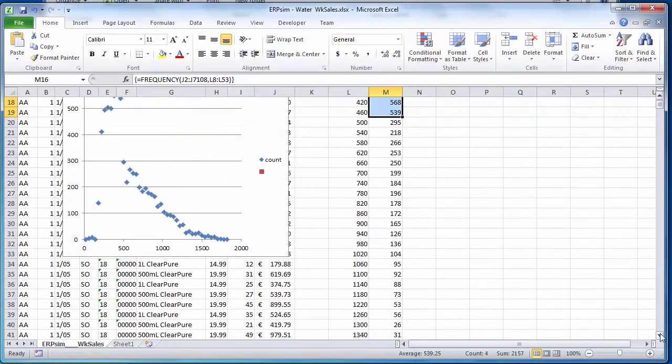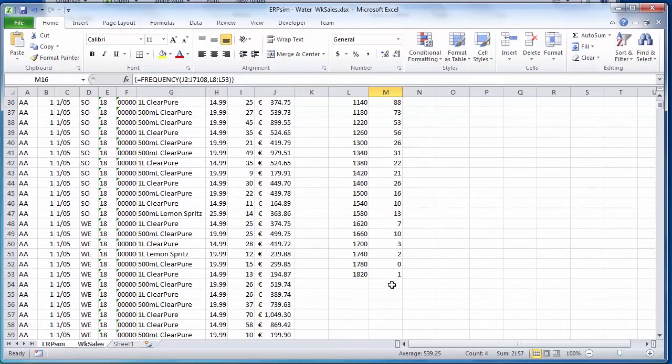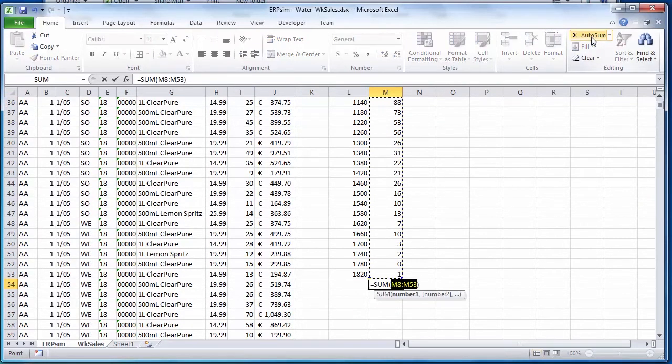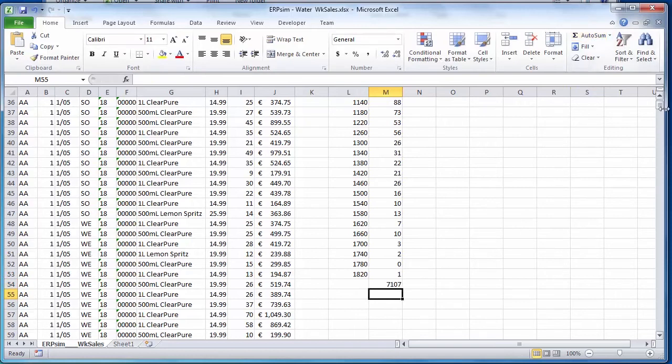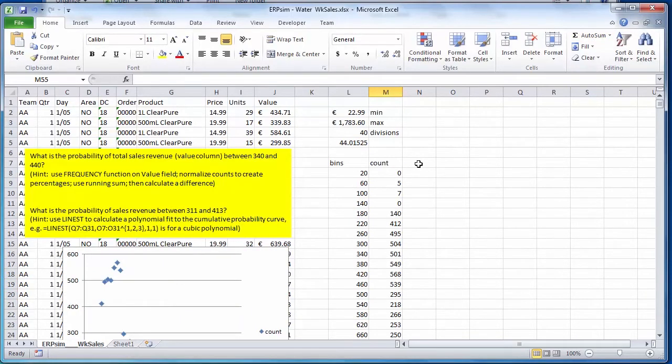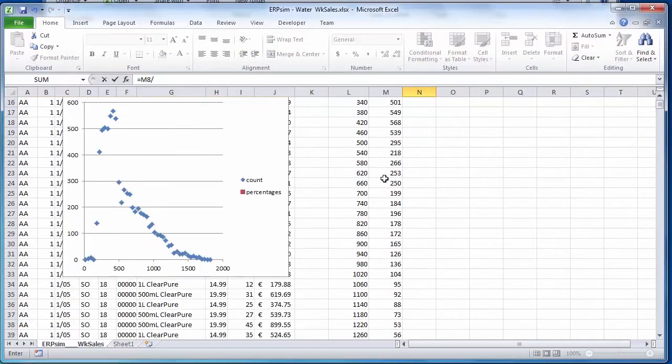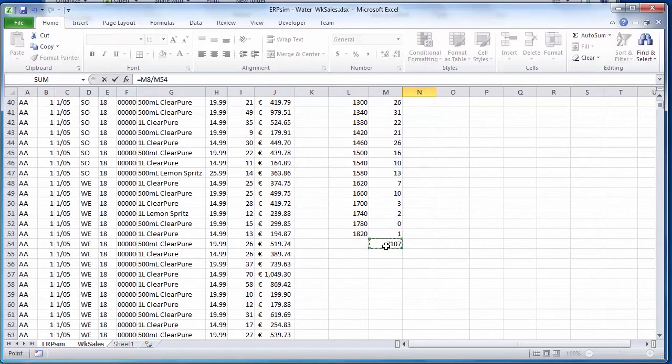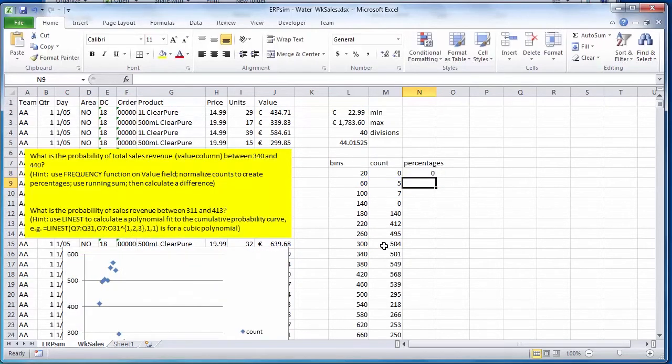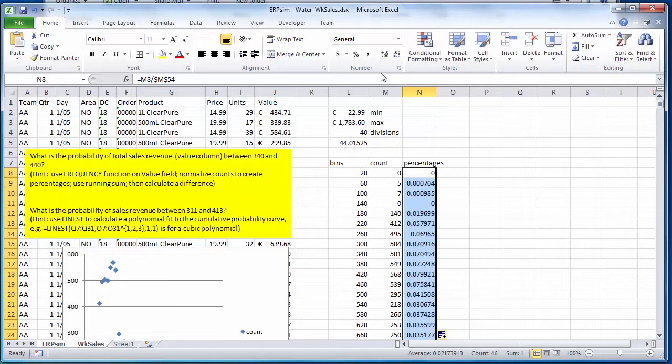So what I want to do is count up the total, get the total count here. So there's my total count. It's 7107. That's how many records we had, right? And then this will be my percentages. And this percentage is this divided by that number there. And then I need to make it an absolute reference. And if I double click on this, it'll go all the way down. May as well make those percentages and maybe give them a little bit of precision there.